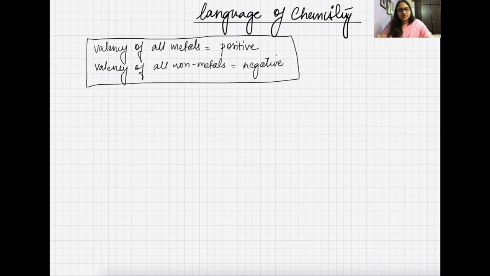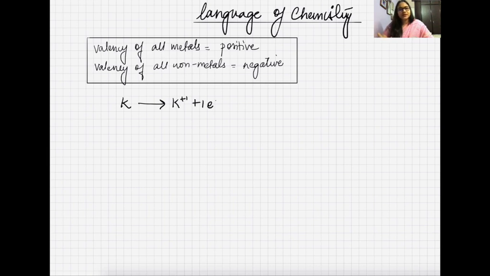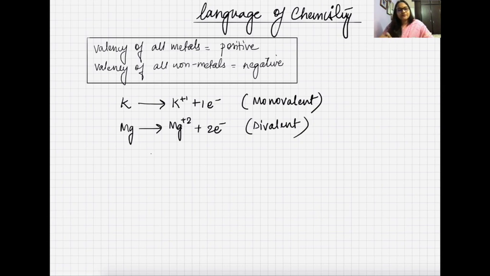Whenever an atom loses electrons, it gains a positive charge. For example, potassium loses 1 electron to form K+ ion. Okay. Here, since only 1 electron is lost, the valency of potassium is 1. So we are going to call potassium a monovalent element. Magnesium loses 2 electrons to form Mg2+ ion. And we are going to call magnesium a divalent metal. Okay, it is a divalent metal because it has a valency of 2.